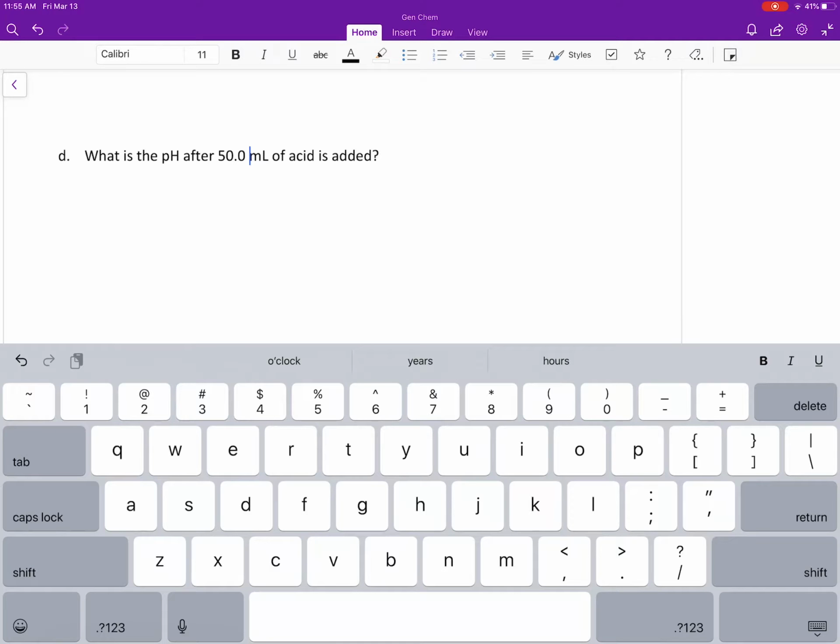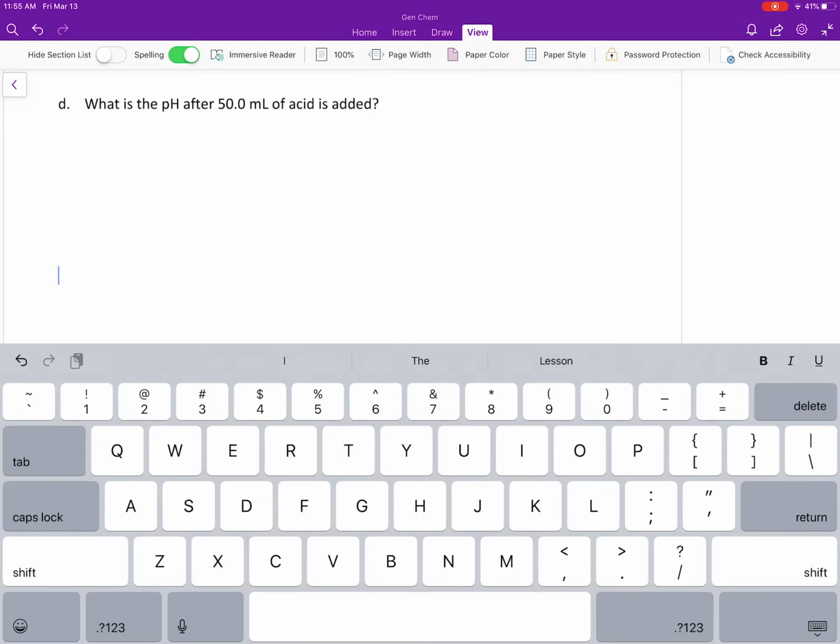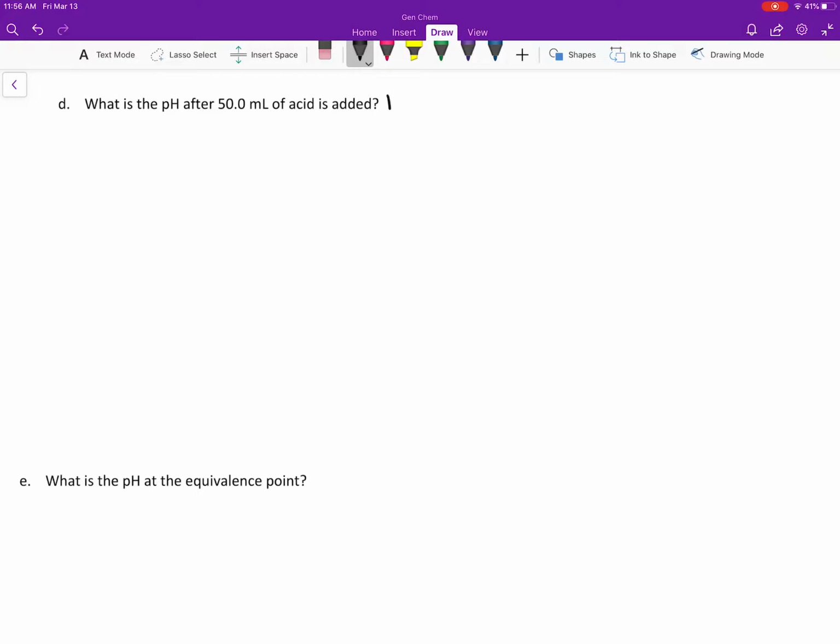What is the pH after 50 milliliters of acid is added? Gonna need some more space. Okay, so in this case, it's before equivalence. So when we have a weak and a strong, this is where we're gonna have a buffer at play. So this is before the equivalence point, and really what I'm looking to solve for is my HA/A-.